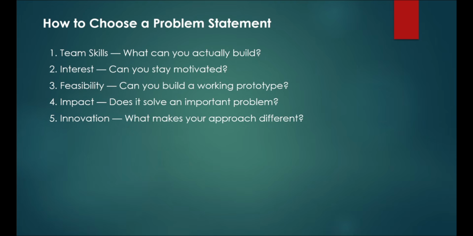And next, feasibility. Can you realistically build a working prototype? Can you build it really? So see that too. Then impact. Does your solution actually solve an important problem? Will it create any impact? Check that too. Next, innovation. What makes your approach different? Innovation means how your solution will be different from others. And don't choose a problem simply because the technology sounds impressive. Choose a problem where you can create a strong practical solution.